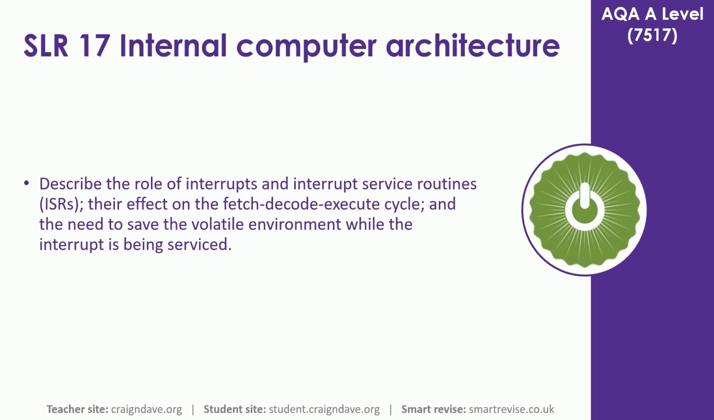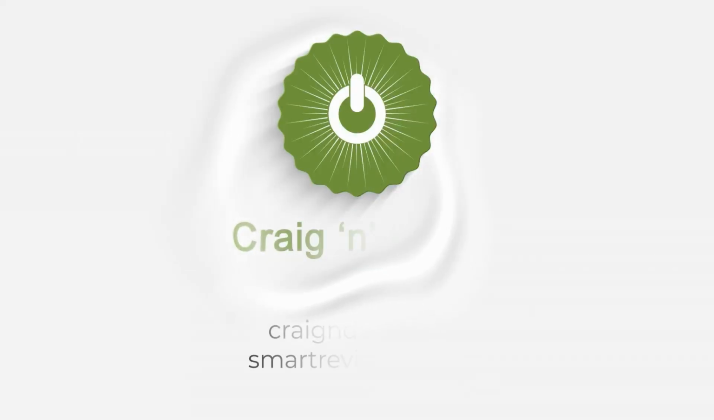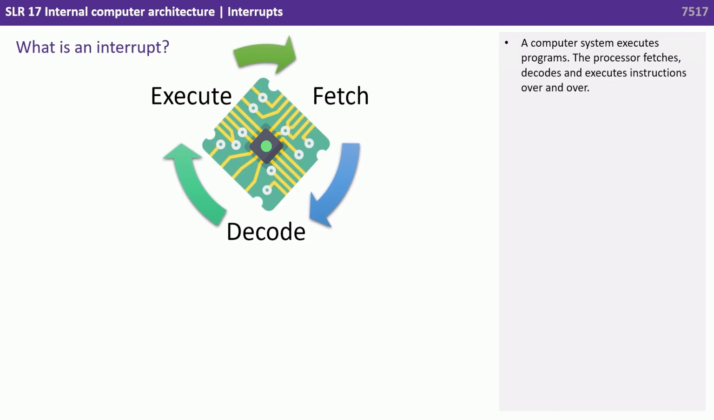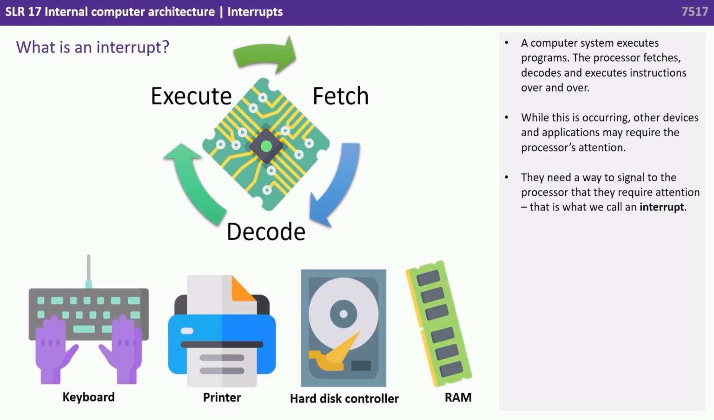In this video, we describe the role of interrupts and interrupt service routines. So we already know that a computer system executes programs. The processor fetches, decodes, and executes instructions over and over. While this is occurring, other devices and applications may require the processor's attention. They need a way to signal to the processor that they require this attention, and that is what we call an interrupt.